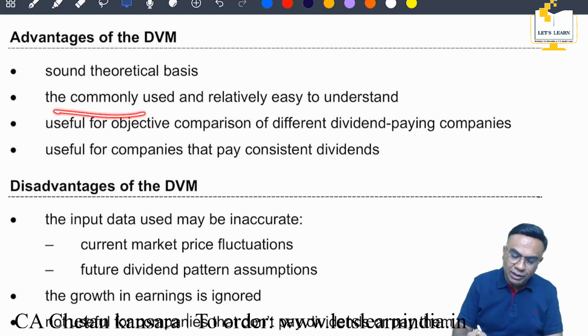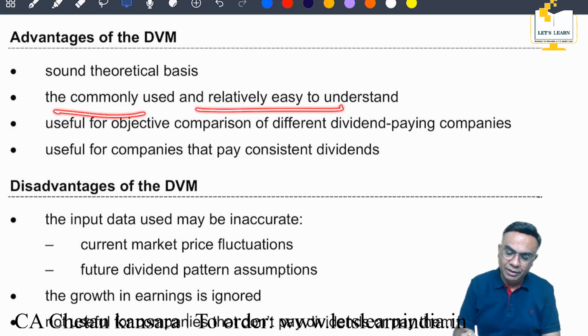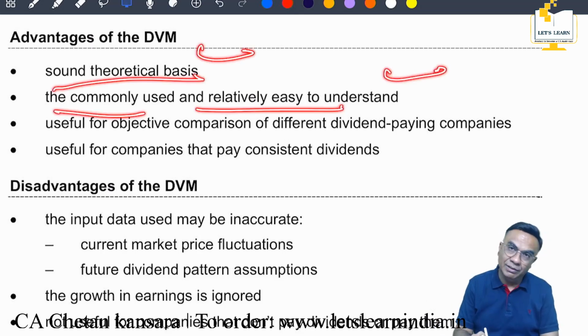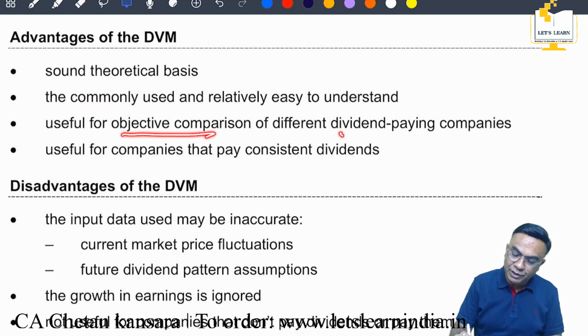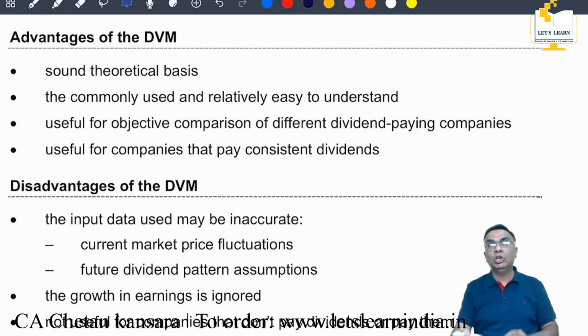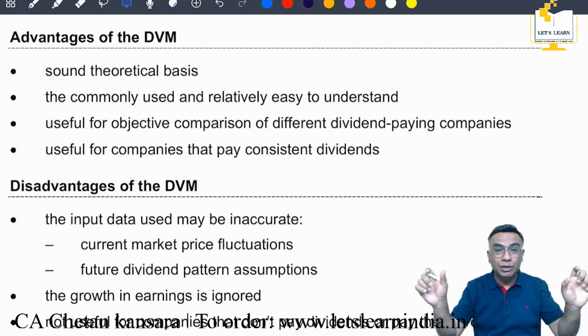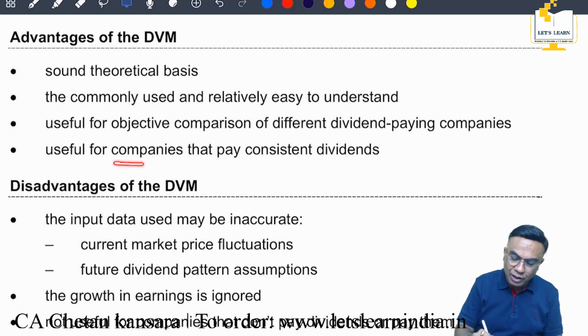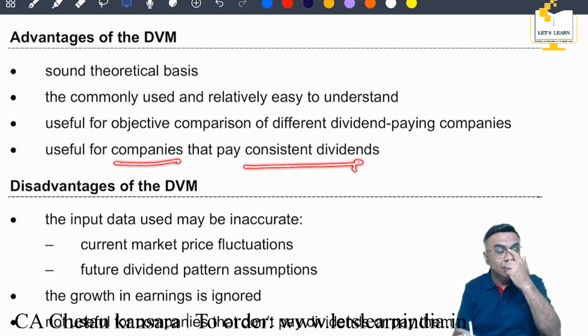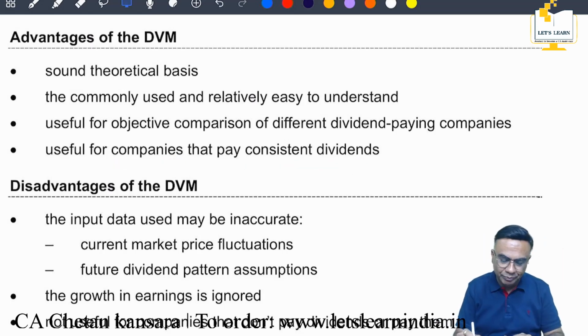But it is most commonly, easily understood. So this is an advantage. Theoretical is an advantage as well as a disadvantage. The useful objective comparison for different dividend paying companies. If the companies are not paying dividend, I cannot use this formula. But for those companies which are paying dividend, this is the best. If there are two companies paying dividend, I want to compare the intrinsic value of the share. Good model. Useful for companies that pay consistent dividend.